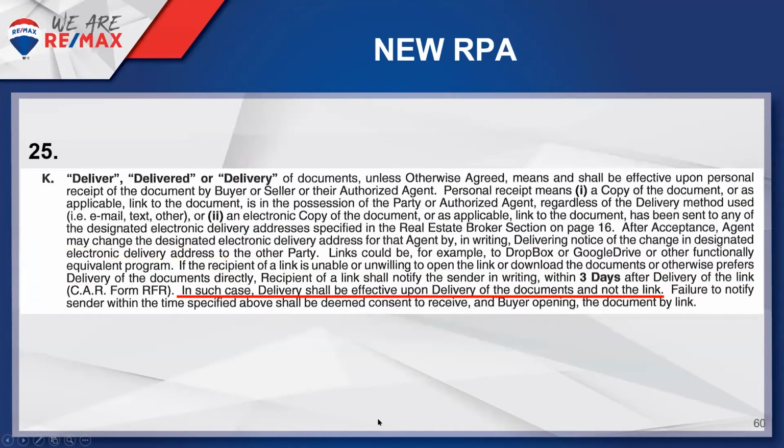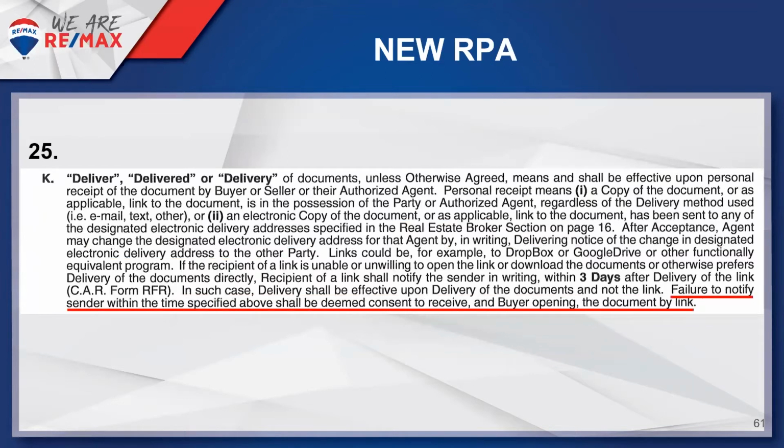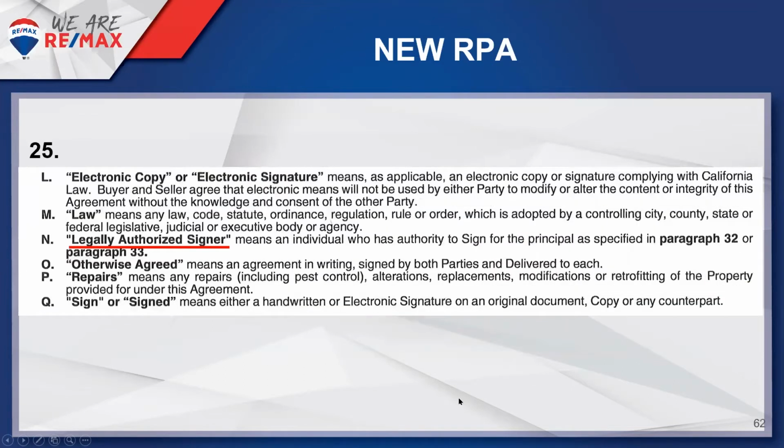So delivery is quite a bit different than what it used to be. And by the way, failure to notify the sender within the time specified above, which is 3 days, then the party is deemed to have received the link.